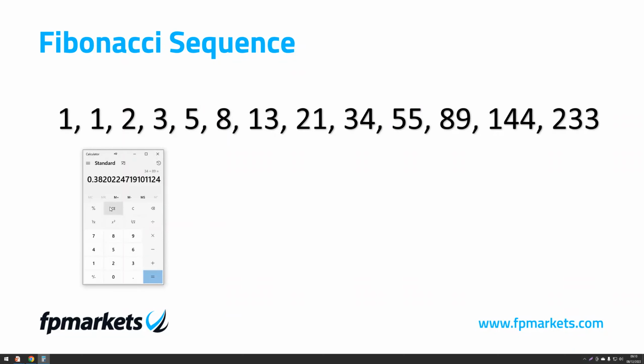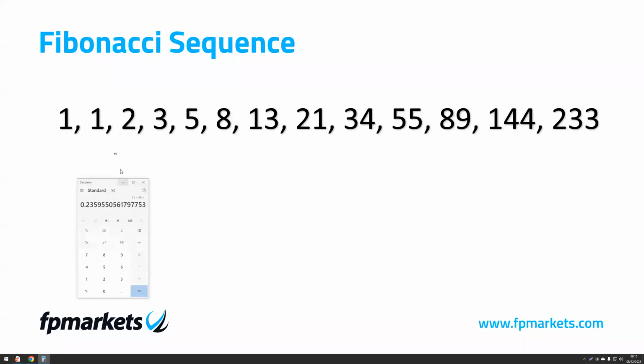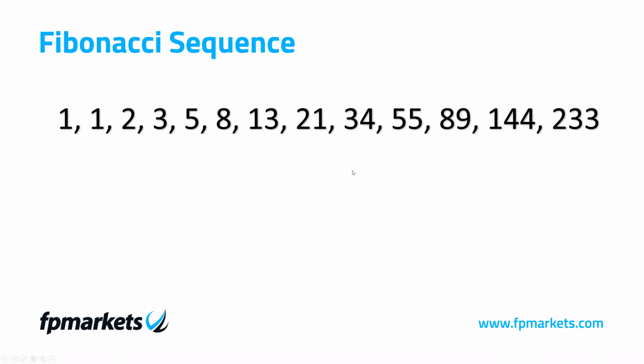Now, if we divide by the next 3 higher values, we should get 0.236, I think it is, the 23.6% retracement, which I rarely use, to be quite frank with you. 21 divided by 89, let's give that a go. 21 divided by 89 should give us, very close, rounded up, 0.236. So yes, that's how you derive these Fibonacci ratios that we use on our charts.